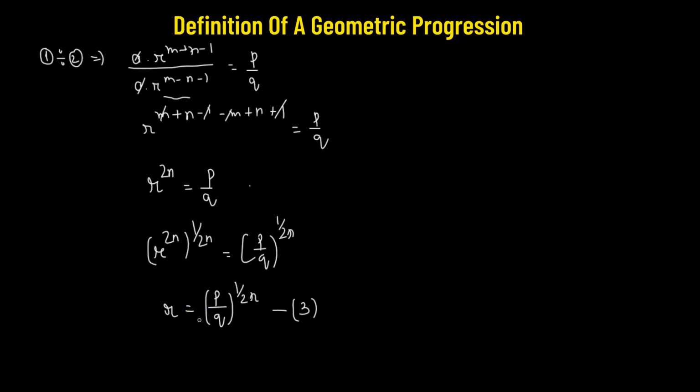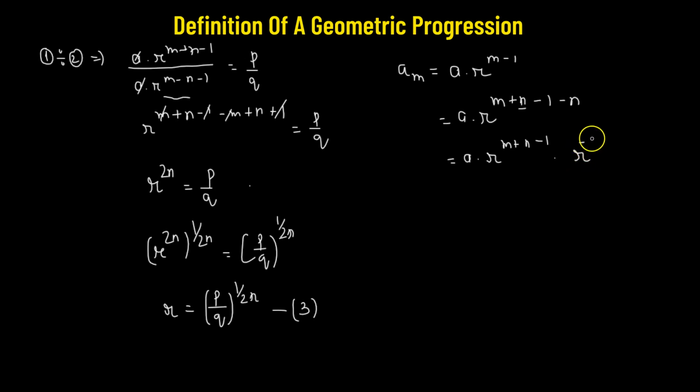Now instead of finding out the first term, we're going to use some tricks here, some manipulation to obtain our mth term. So here the mth term am is going to be equal to a times r raised to the power of m minus 1, which can also be rewritten as a times r raised to the power of m plus n minus 1, and we are going to subtract n from it because we are considering n as an extra term here, which can now be written as a times r raised to the power of m plus n minus 1 multiplied by r raised to the power of negative n.